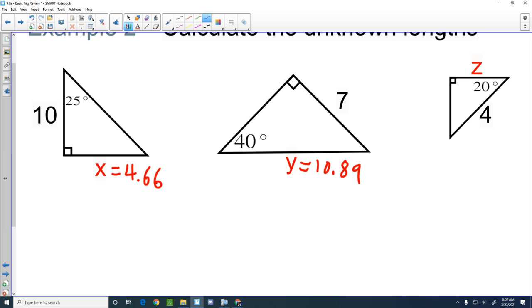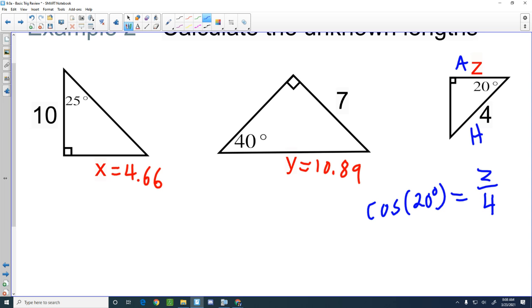$10.89. And the last one, that 20 degrees up there in the corner, 4 is the hypotenuse because it's across from the right angle. Z is right next to my 20, so that's going to be the adjacent side because it's right next to my angle. A and H, that's cos, C-A-H, that's cosine. So I'm going to say the cosine of the angle equals C-A-H. So that's adjacent Z over hypotenuse 4.